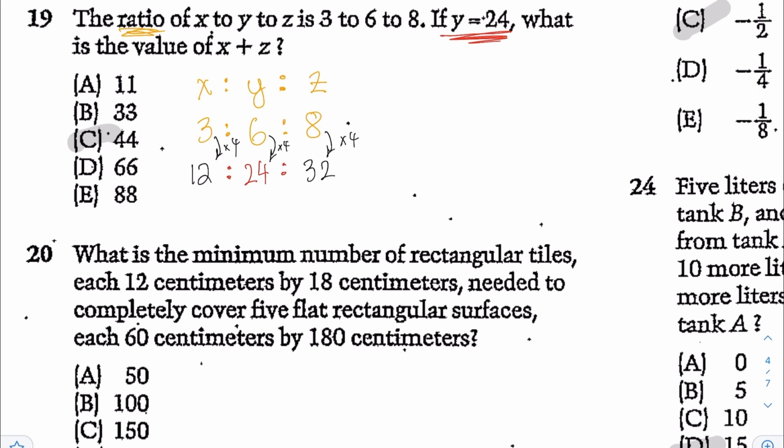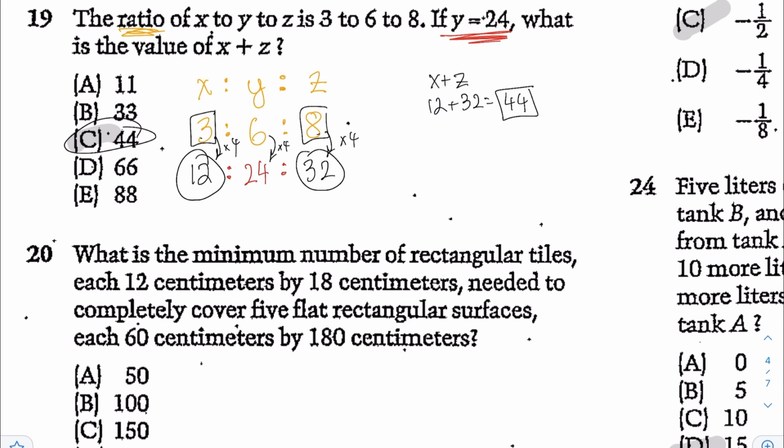Now you want to figure out the value of x plus z. So x is actually 12, z is 32. So x plus z is going to be 12 plus 32, which will be equal to 44. And that is choice C. You can also check your work by adding the 3 parts plus the 8 parts, which is 11, and then multiplying that by 4. And 11 times 4 is 44, so everything does check out.